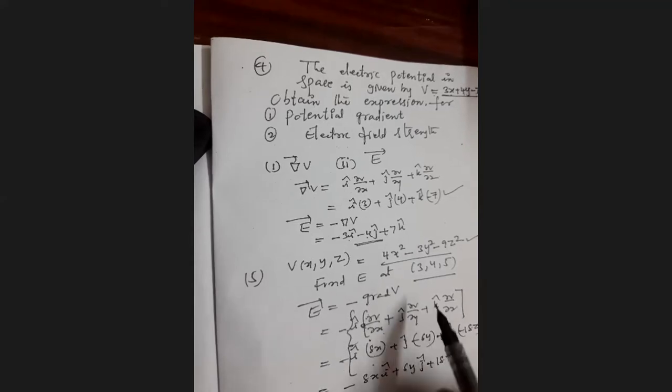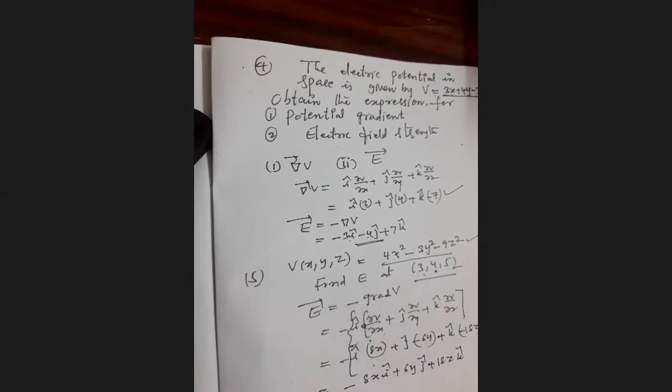In this, you substitute x equal 3, y equal 4, z equal 5. You will get the field strength at that point. Okay.